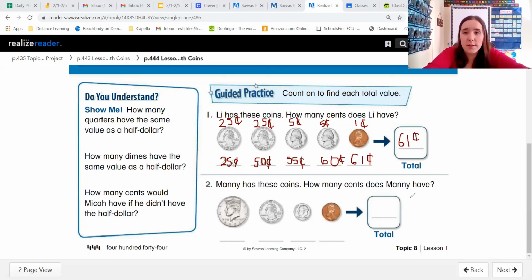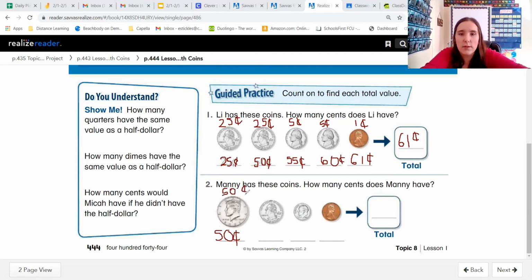Let's do number 2. Manny has these coins. How many cents does Manny have? So when they ask you how many cents does this person have, they want you to add them all up to find the total value. So let's see, what is this? Do you guys recognize that? I know we just learned it, but what is that? That is a half dollar. So do you remember how much that's worth? It's worth not 25, but 50 cents. So I'm going to write out 50 cents because that's where I'm starting, but I'm also going to label it up here. So that way I can label my coins first.